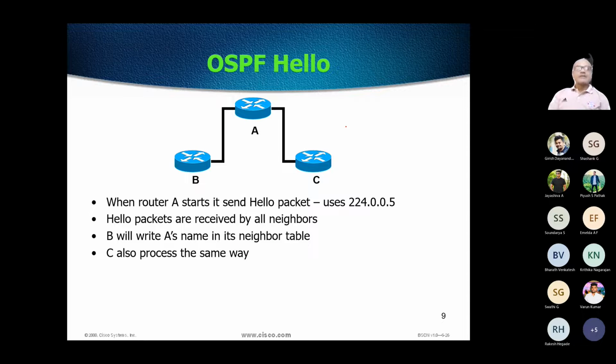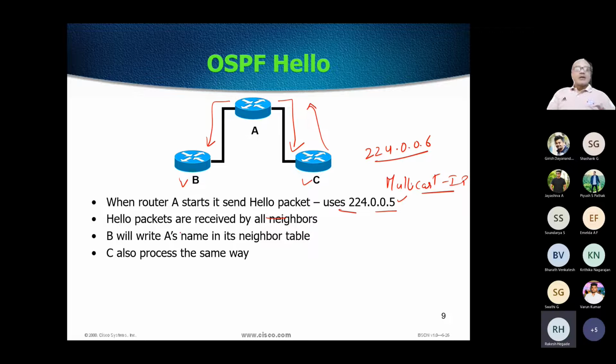How do the Hello packets work, guys? How will it form the adjacency? How is it going to initiate? Router A will send a multicast to both router B and router C. When router A starts sending Hello packets, it uses 224.0.0.5. What kind of IP address is this? This is called your multicast IP. This is for sending. For getting the updates from another router, it uses multicast IP 224.0.0.6.